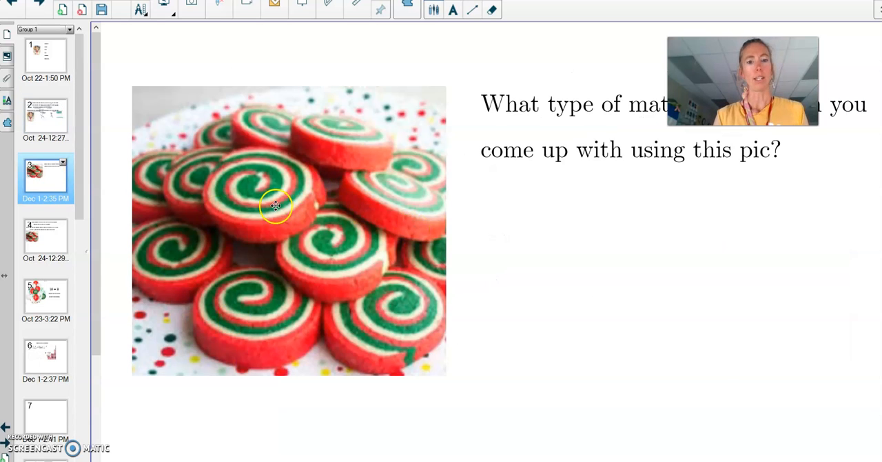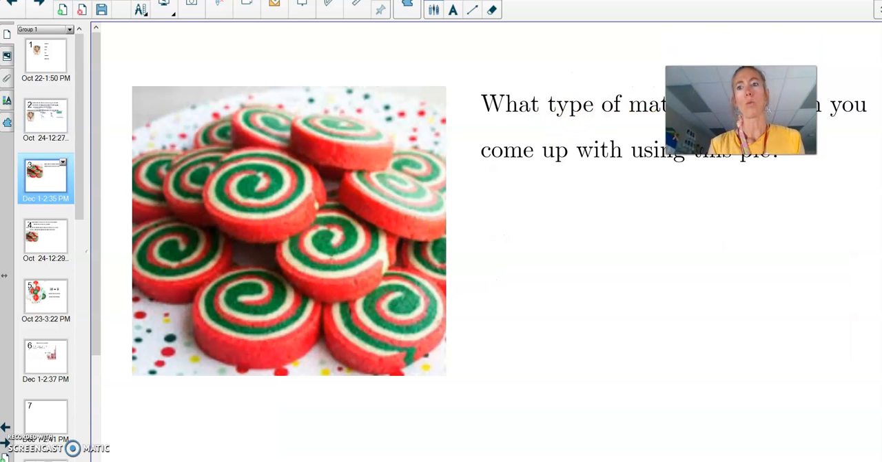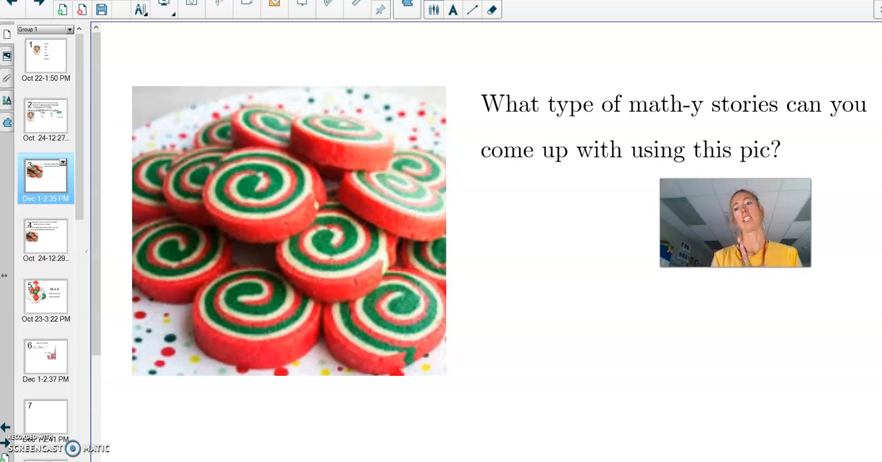So how about this one? Now we have a picture of cookies. So what type of mathy stories can you come up with that make use of division with this picture? And you can try it out. You can try to write something if you want. Step beyond just looking at what my situation is and try one of your own. Like, oh, okay, a situation about cookies that deals with division. What would happen in this situation? Okay, if you want to.